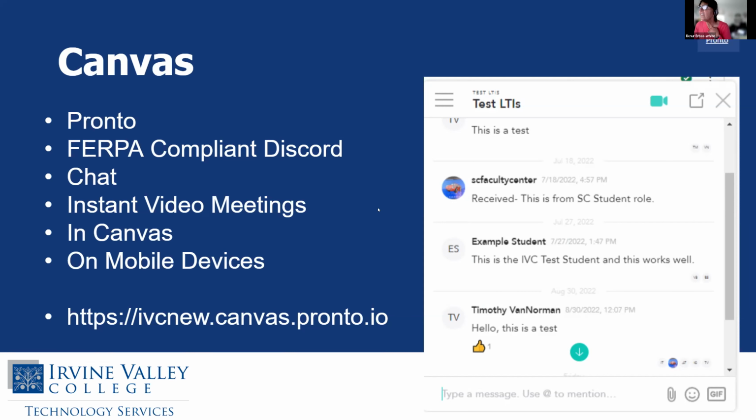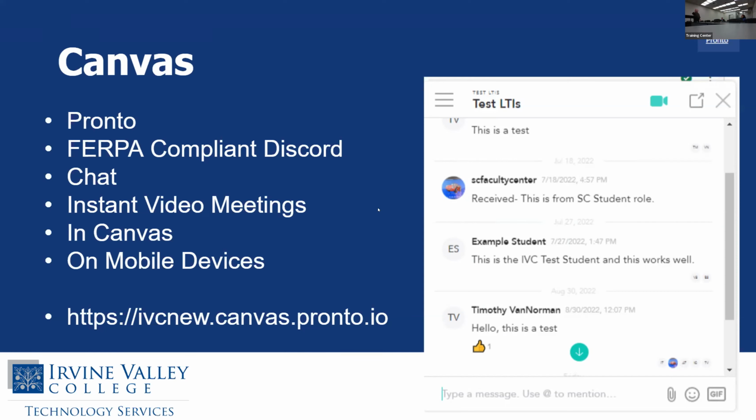I don't go to settings? Nope. You go to a separate website. Oh, it's a separate website. ivcnew.canvas.pronto.io. That's at the bottom of the screen here. All right. And then you log in with your Canvas settings.